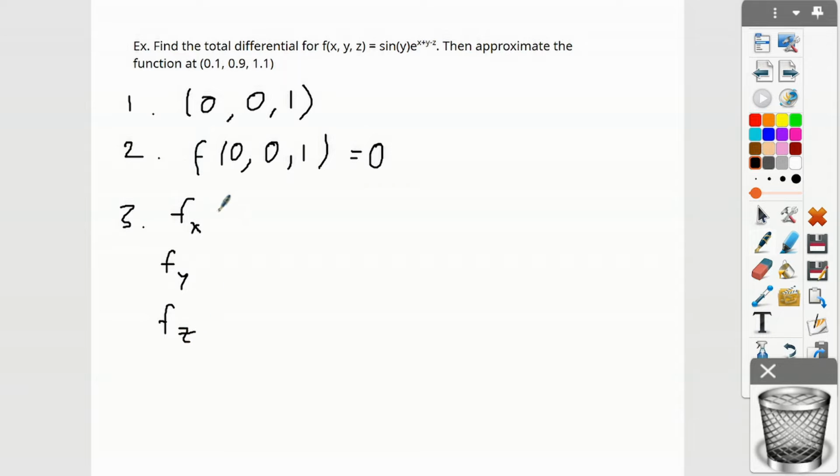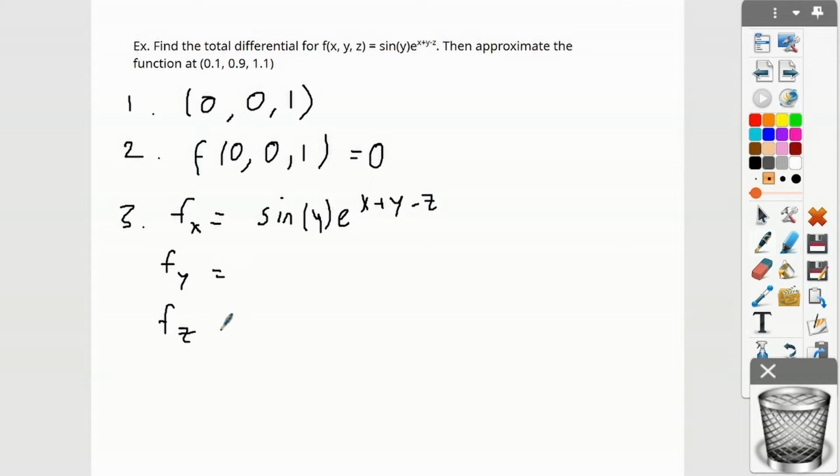So what's f sub x? F sub x is sine y, since sine y is a constant, and then e to the x plus y minus z. Because e copies itself, and y and z are constants, we multiply by the derivative of the inside, but y and z reduce to 0, and x is times 1 for good measure, but there is no point.